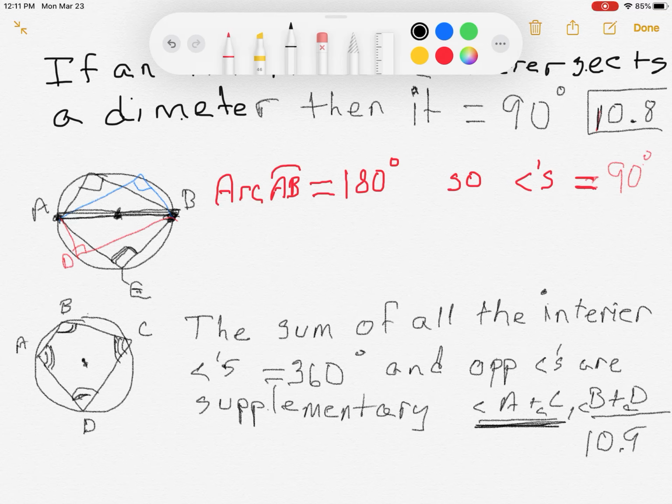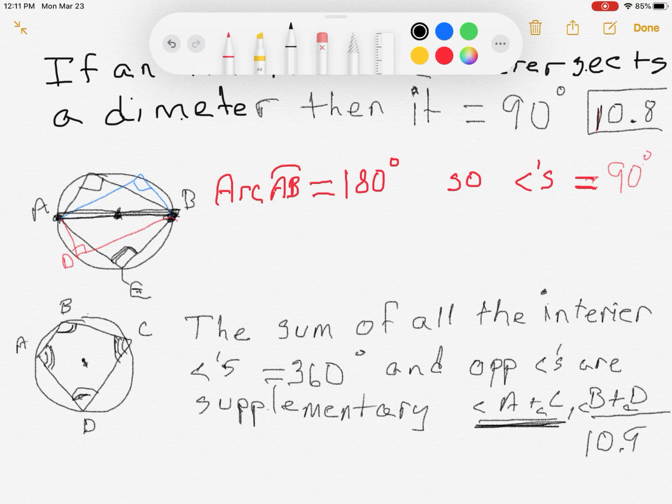Well, an inscribed angle is half of its arc. So if the arc AB is 180, and it has to be because it's a semicircle, then every one of these angles has got to be 90. Okay? Very kind of a fascinating theorem here. In fact, we're going to be doing a number of problems using this concept. So if an inscribed angle hits a diameter, its measure has to be 90 degrees.